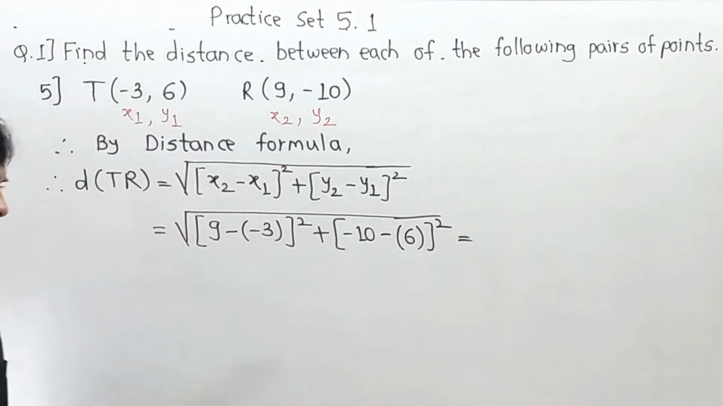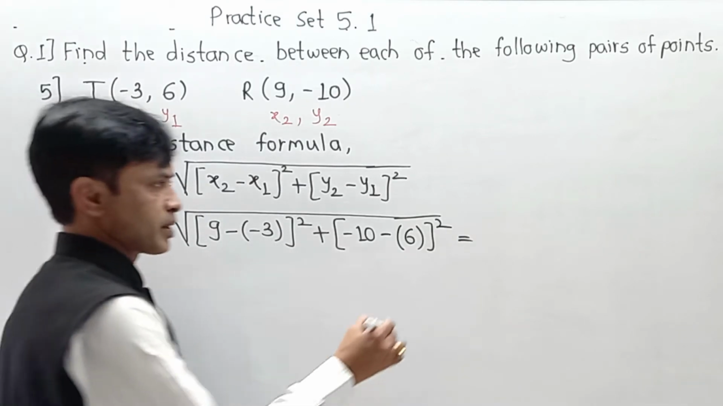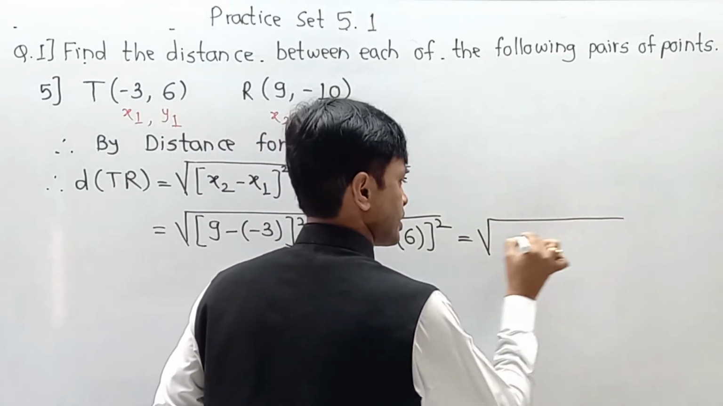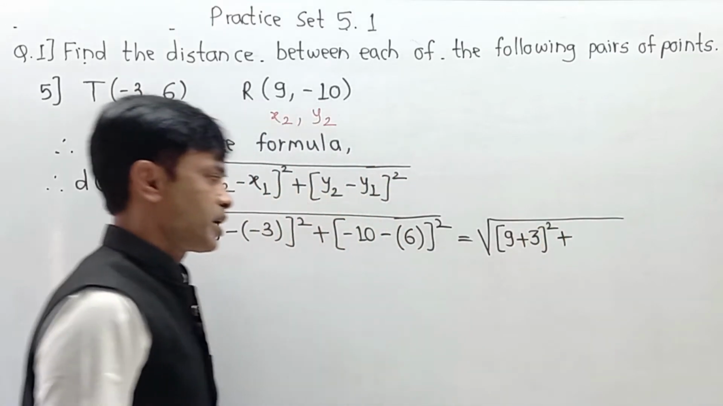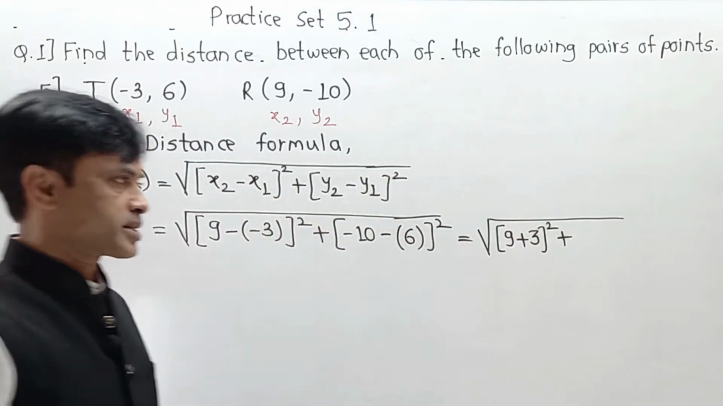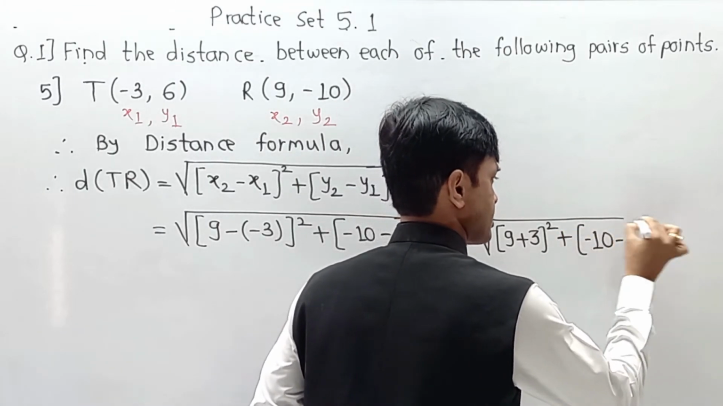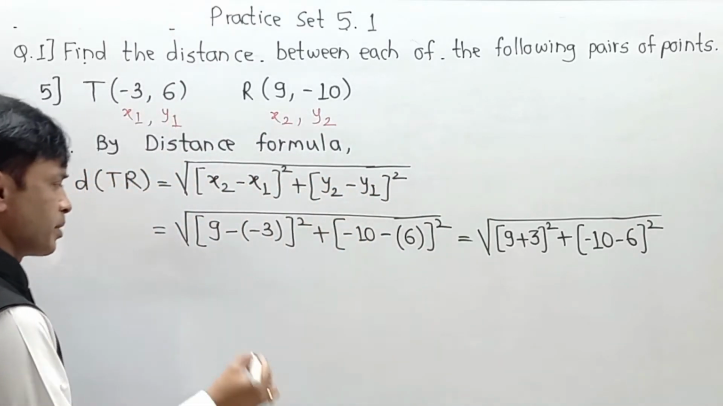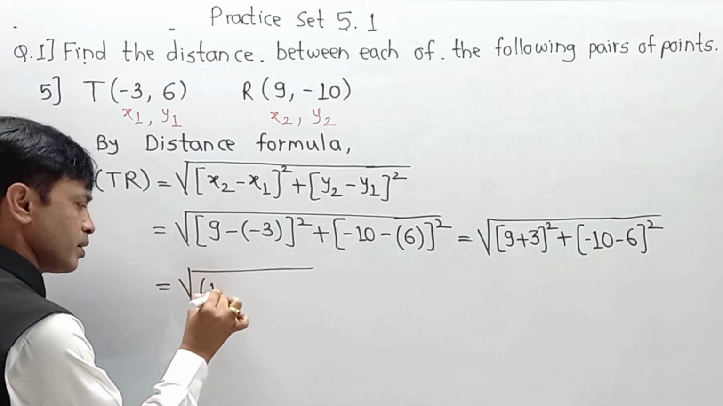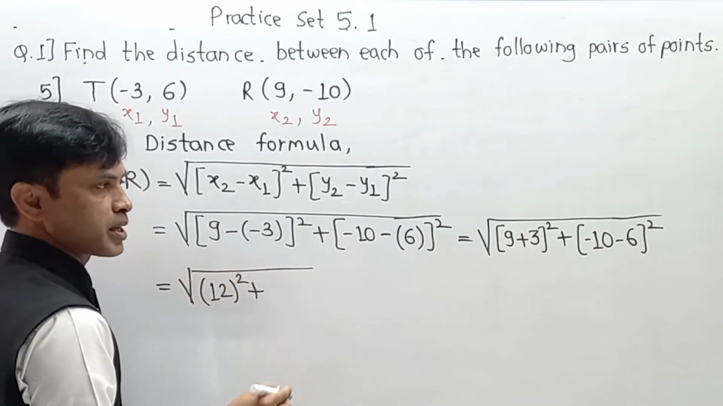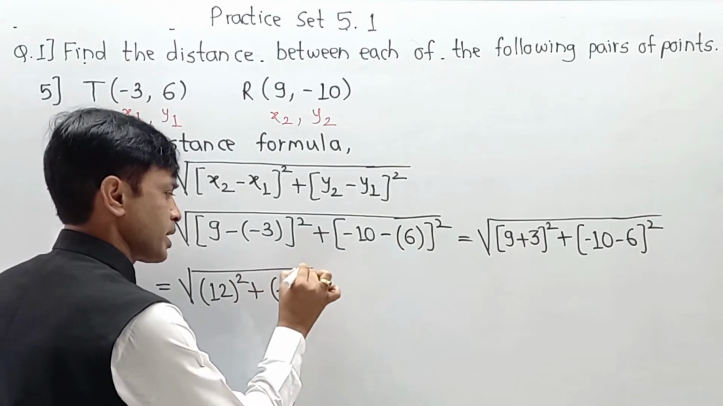Now simplification. 9 minus of minus 3 becomes 9 plus 3. So it becomes under root of (9 plus 3) bracket square plus (minus 10 minus 6) bracket square. Now its simplification becomes: 9 plus 3 means 12. So 12 bracket square plus minus 10 minus 6, which becomes minus 16 bracket square.